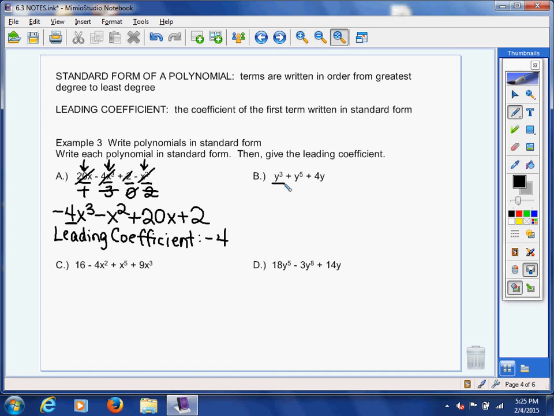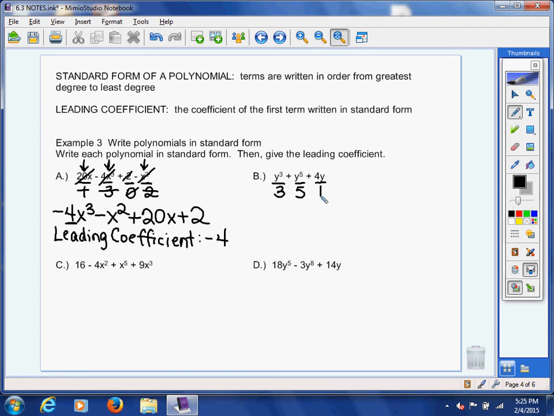So let's see. We've got 3 terms in our polynomial in letter B. The first term has a degree of 3. Remember why that is. The exponent is 3. That is the degree of that term. The second term has a degree of 5 because the exponent is 5. The last term, 4y, I don't see an exponent, but that doesn't mean there isn't one there. There is. It's an understood 1.